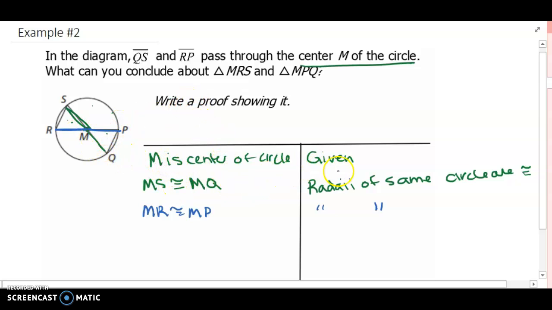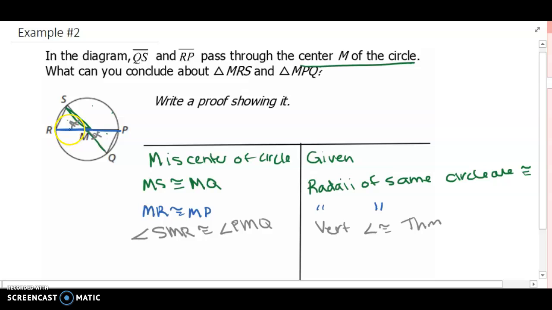Now, if I look at these angles, I do see that we have a pair of vertical angles. That should start jumping out at you guys. So this angle here and this angle here are vertical angles. And if you remember, the vertical angle congruence theorem tells us that vertical angles are congruent. So I could say angle SMR is congruent to angle PMQ by the vertical angle congruence theorem.